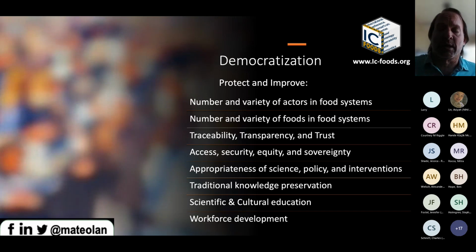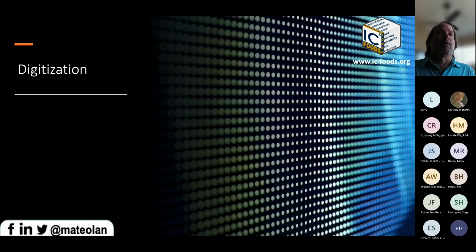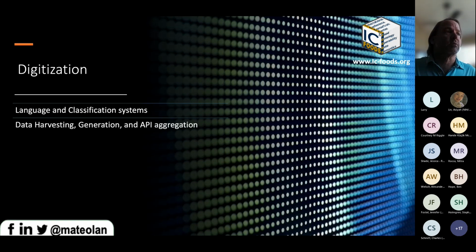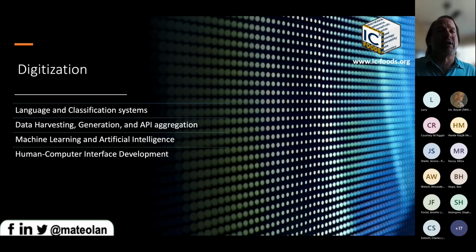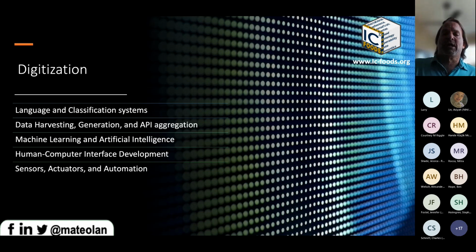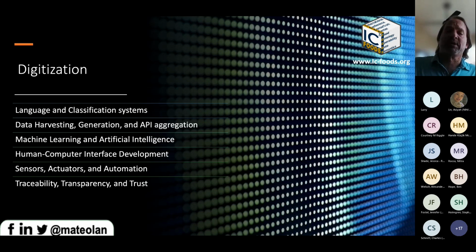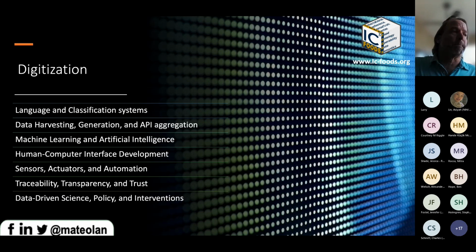This will require workforce development. Right, so the digitization process really is about ontology, language and classification systems, but also about building cyber infrastructure, data harvesting, generation, API aggregation, of course machine learning and AI, interface development, both conversational and visual, and of course robotics, sensors, actuators, all kinds of automation. Again, traceability, transparency, trust. This is what digitization allows us to do and that we can't currently do. And again, the data-driven science.